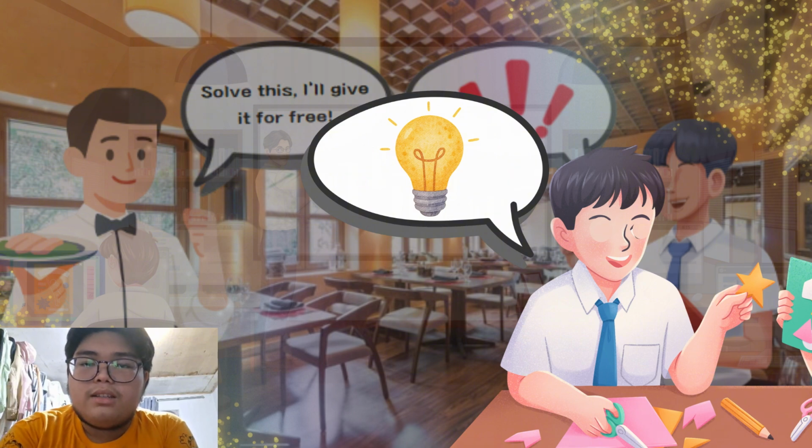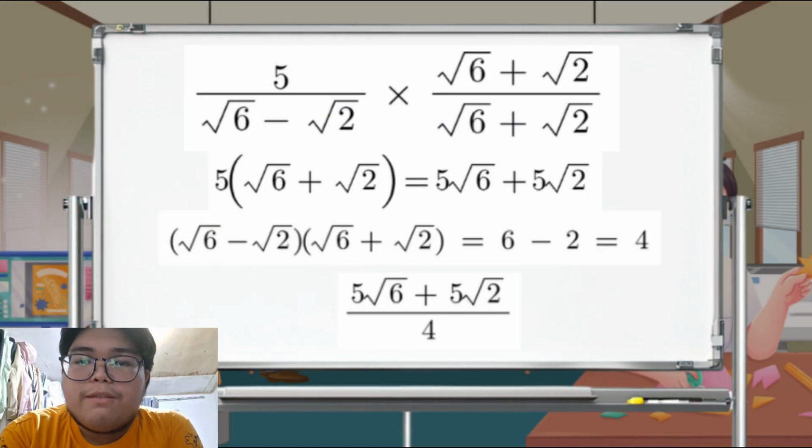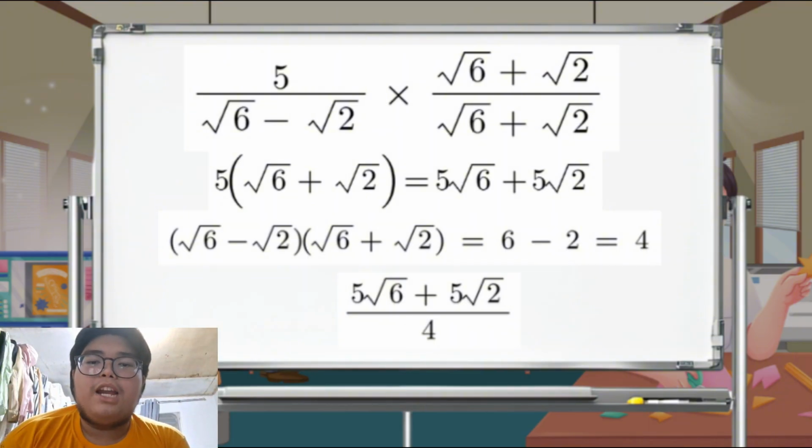He uses conjugates. The numerator will be equal to 5 square root of 6 plus 5 square root of 2. And after simplifying, he arrives at the final answer of 5 square root of 6 plus 5 square root of 2 over 4.